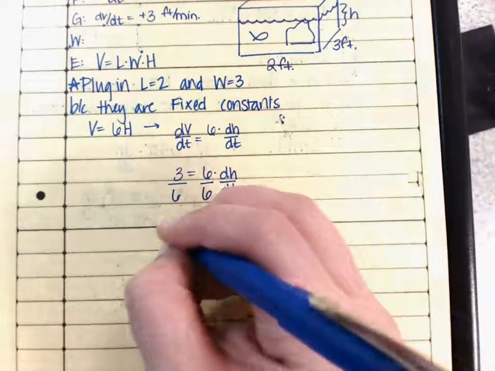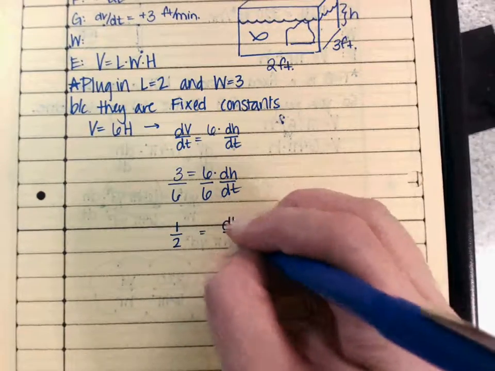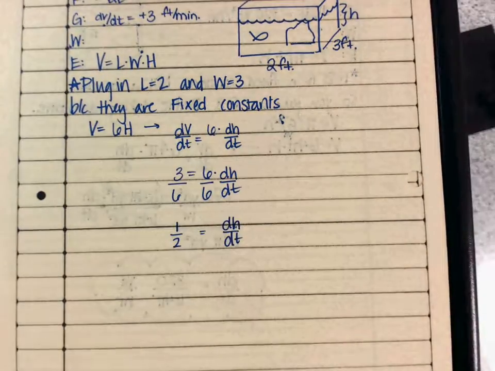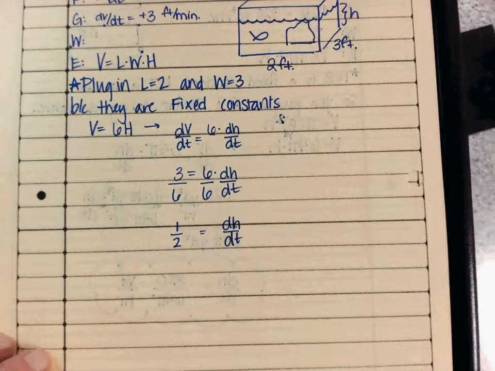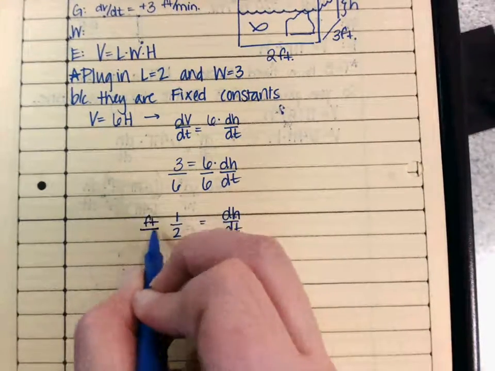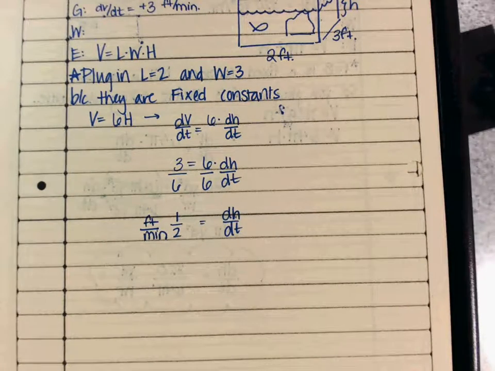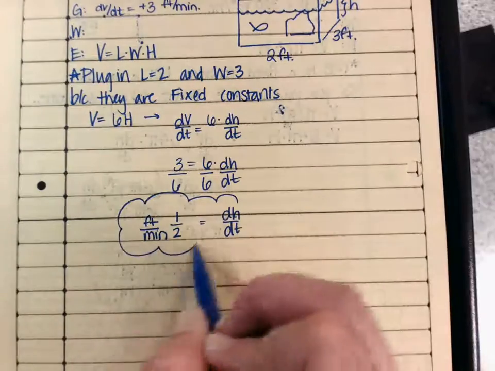Now, even though we kind of skipped out on units here, if we know that we're measuring height, it would be what? Feet per minute. Okay? So you know that if you divide volume, which is feet cubed, by feet squared, then you'd have feet left over.